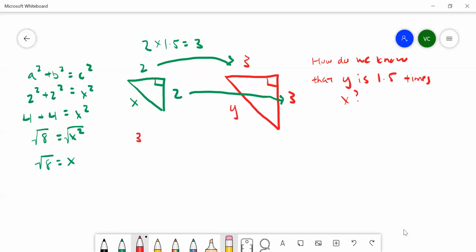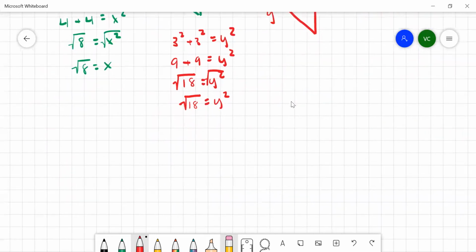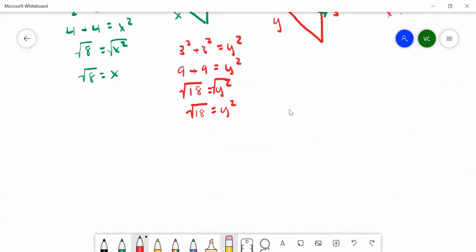All right, if you did 3 squared plus 3 squared equals Y squared, 9 plus 9 equals Y squared. 9 plus 9 is 18, that equals Y squared. Take the square root of both sides, and we have square root of 18 is equal to Y. Oh, and by the way, I made a little error there. Okay, so now let's use our calculator to figure out what each one of these is going to equal.